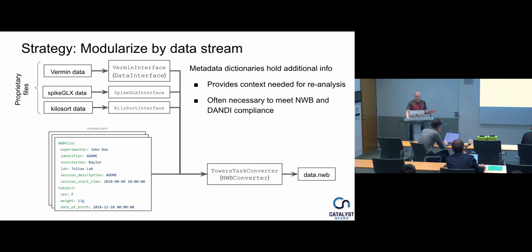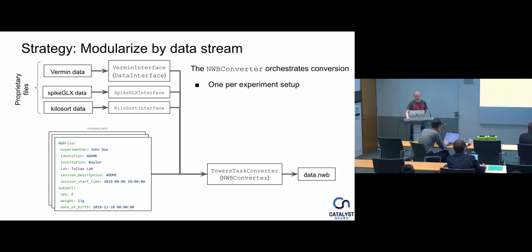Okay, I mentioned the metadata. NeuroConv is built off of metadata dictionaries, and these map onto all of the metadata that would end up in the NWB file. It's always policy to add as much metadata as you possibly can because it provides really valuable context for people that will eventually reanalyze your data. And many things are necessary to meet NWB and DANDI requirements.